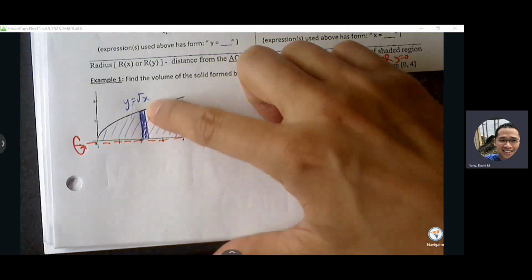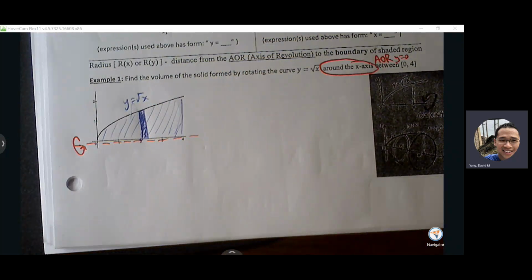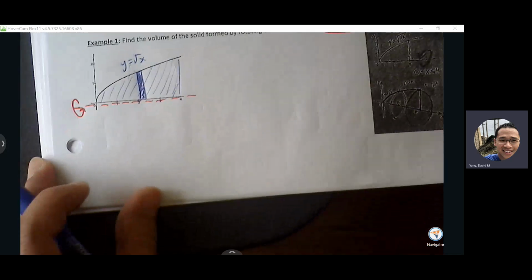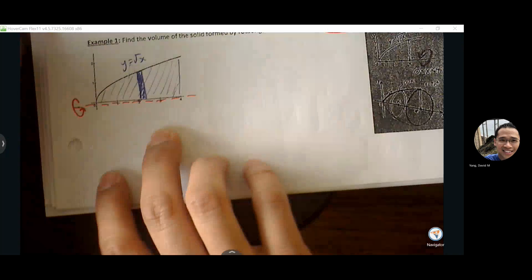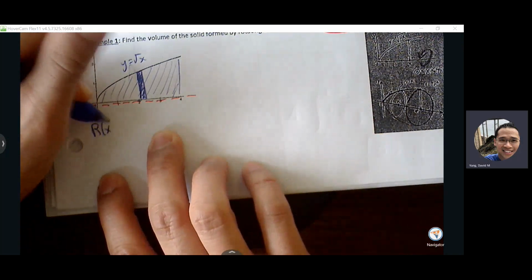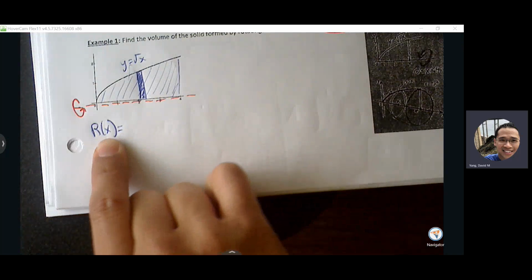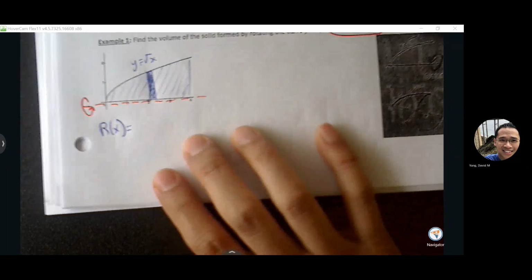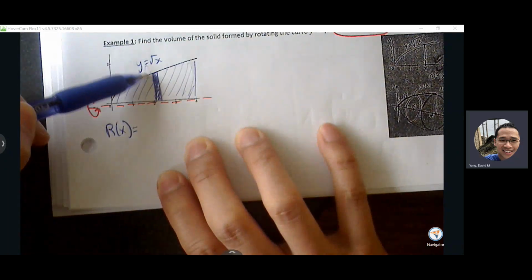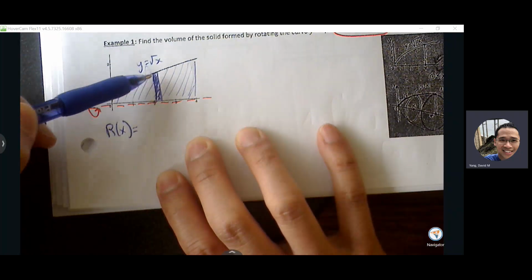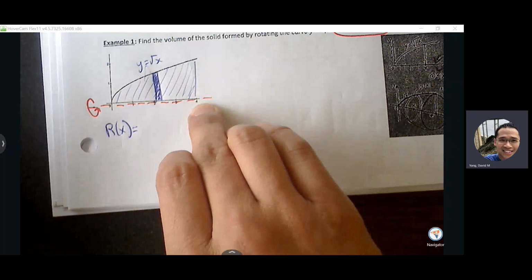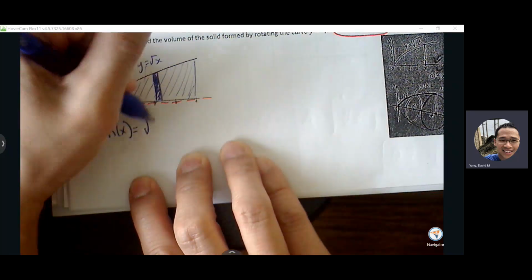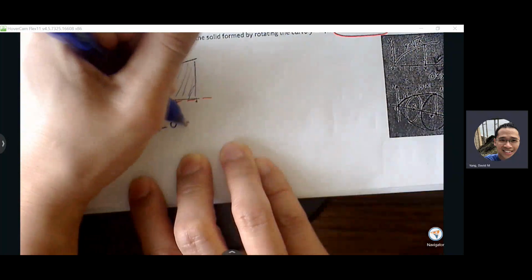Okay, so we know that this before represented the height of a rectangle, but now that distance is going to represent the radius of these circular disks. So let's say big R of x, because we are going to have lowercase r of x later, for more complicated shapes. We always do top minus bottom because we see a vertical radius in front of us. The top of the radius is hitting root x. The bottom of the radius is hitting y equals 0. So we say root x minus 0, which is root x.